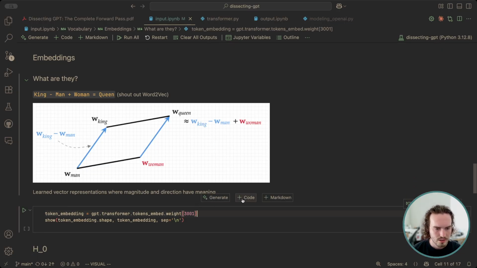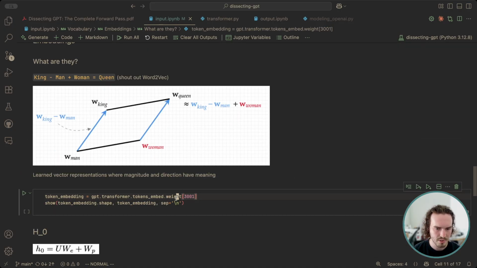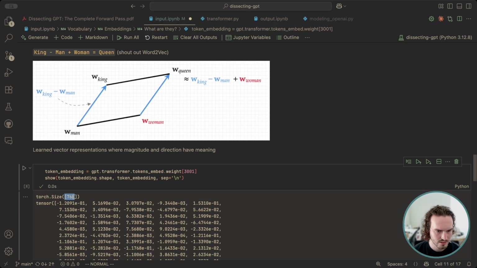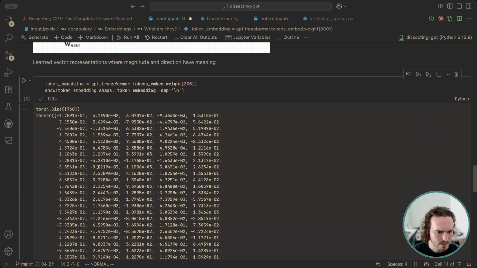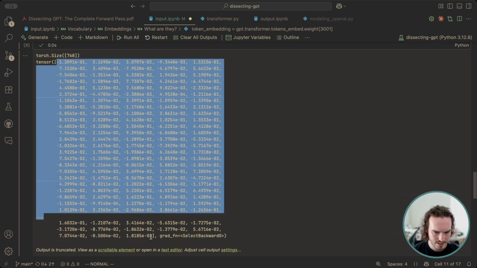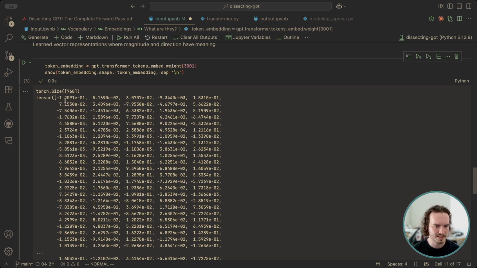So if we look at a given example of an embedding, 3001 maps to shock. If we look at the token embedding for shock, we can see firstly that it is a vector of 768 dimensions. And when we look at it, it's a bunch of floating point numbers. This is obviously entirely meaningless to me, but this is the best representation that GPT-1 has learned to represent the token shock.